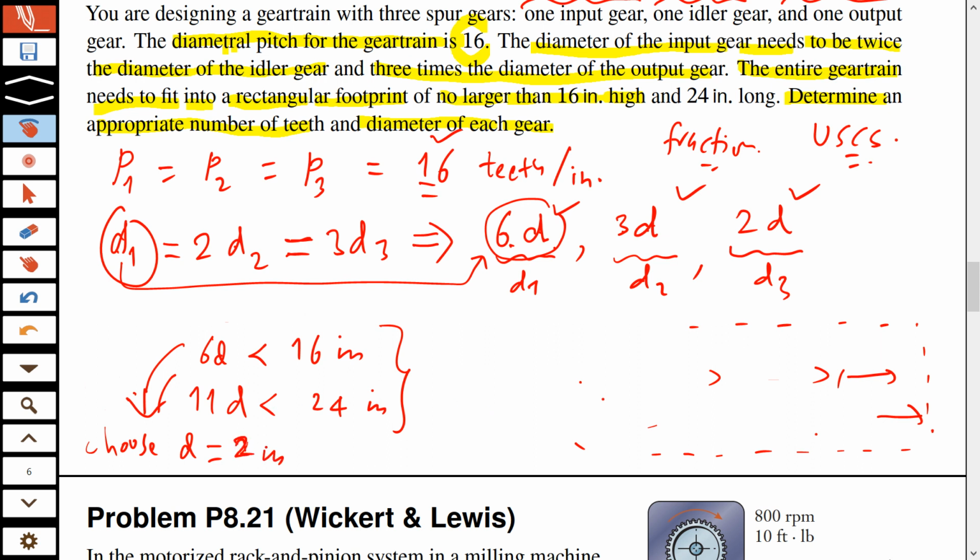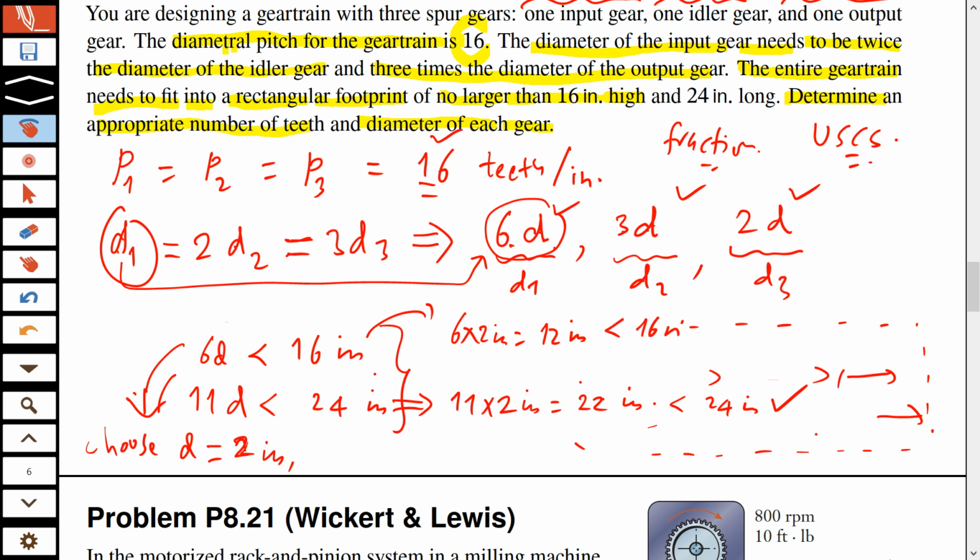Why is a value of 2 inch reasonable? Because you check this, 11 times 2 inch is 22 inch. 22 inch is less than 24 inch. So that is satisfied. Look for this. 6 times 2 inch is 12 inch, and 12 inch is less than 16 inch. So both the conditions are satisfied. You can come up with any other value, but this is simpler.